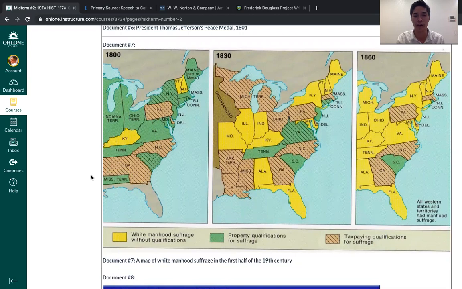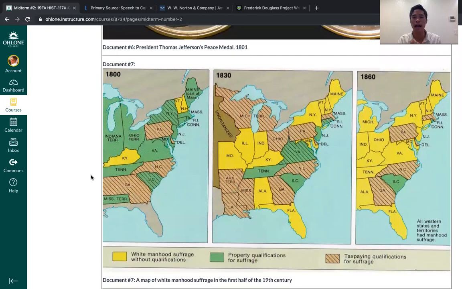And document number 7, what you're looking at is a map of voting restrictions being eliminated throughout America. So if you remember in the first document, the writer was expressing his opposition towards the idea of having a property requirement as a way to vote. But what you see in this map here, the yellow, those are the states that eliminated voting restrictions completely. So we call it white manhood suffrage.